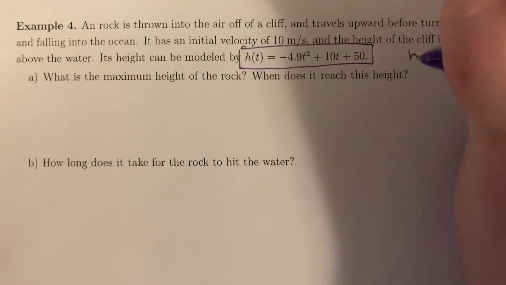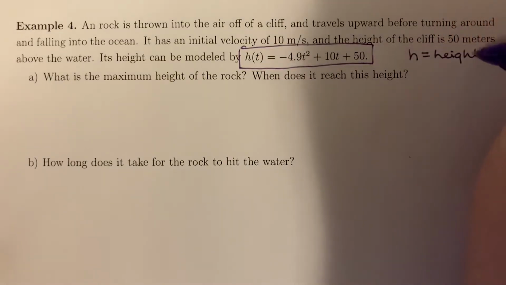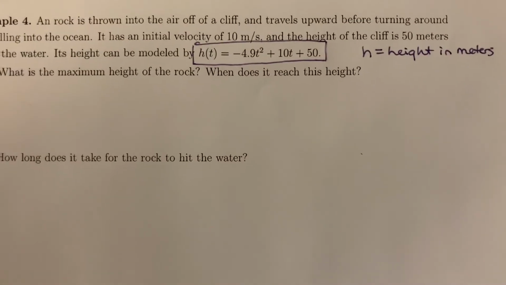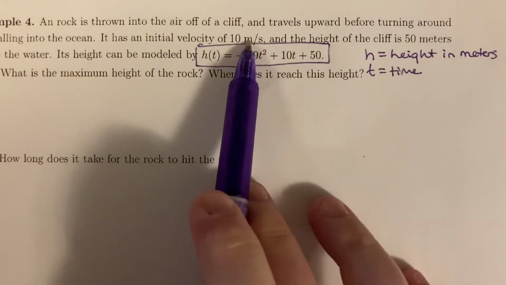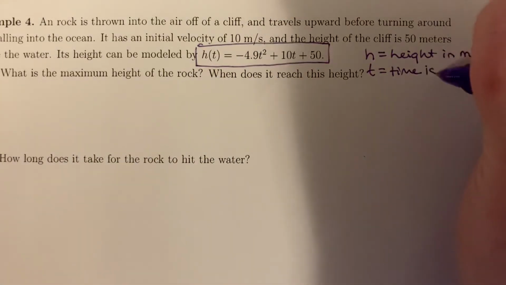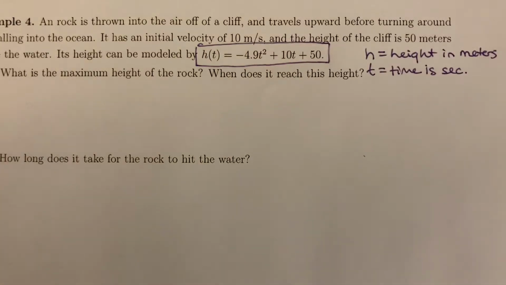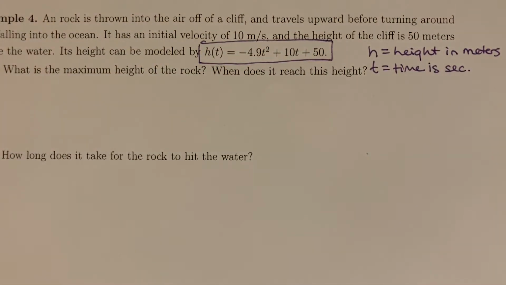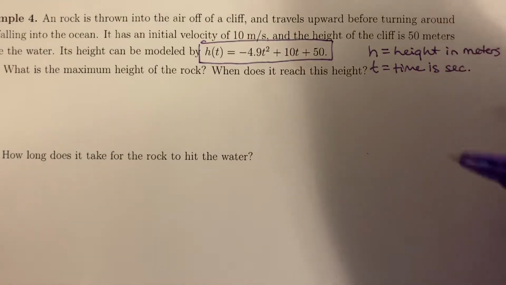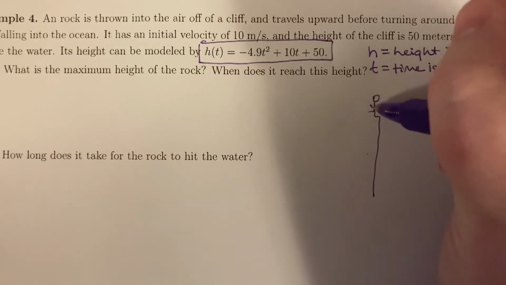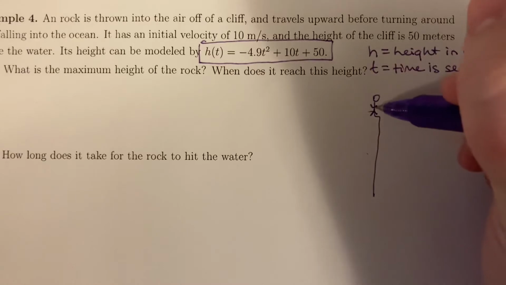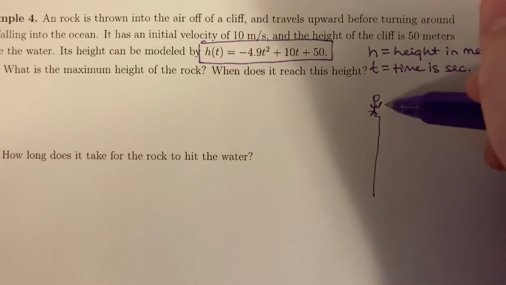But what is important is to know that h is height and to know it's in meters. And then t is time. And you can see they say meters per second, so that means time must be measured in seconds. So that's always important, to know what the variables mean. Then it says, what is the maximum height of the rock? And I better draw a picture. All right, so here's a cliff. Here's Amy on the cliff, and I'm throwing rocks into the ocean, because why wouldn't I?